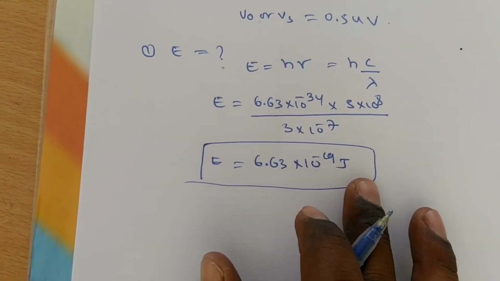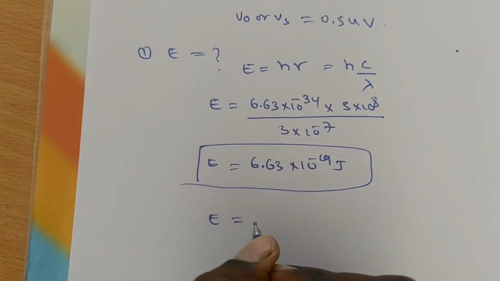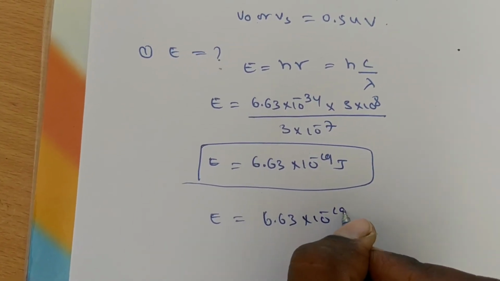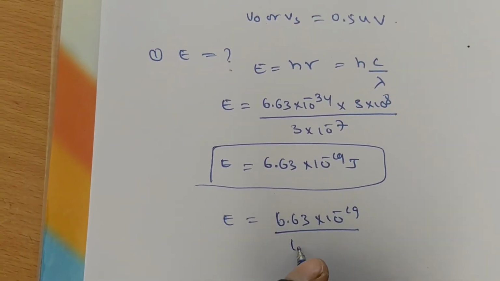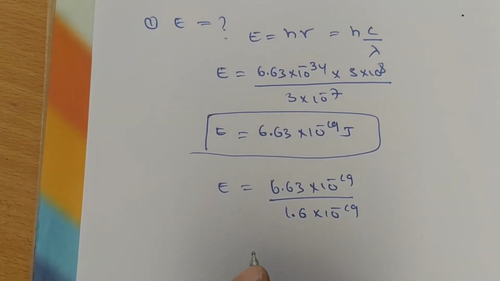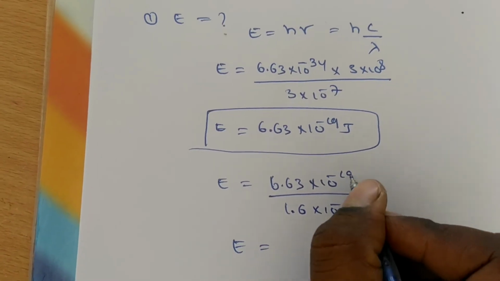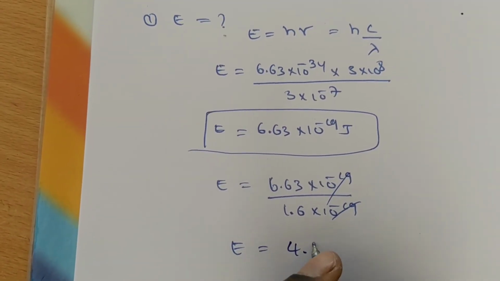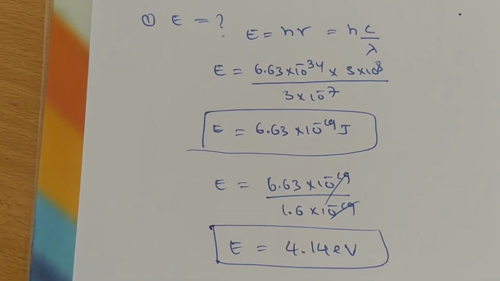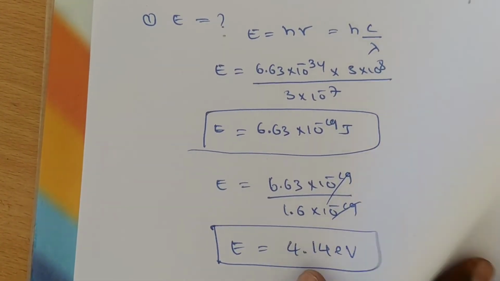This energy converted in terms of electron volt. E is equal to 6.63 into 10⁻¹⁹ divided by 1.6 into 10⁻¹⁹. Its answer is equal to 4.14 electron volt. This one is the energy. First one over. Then second one.